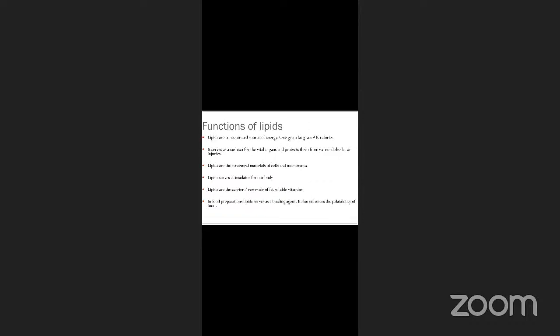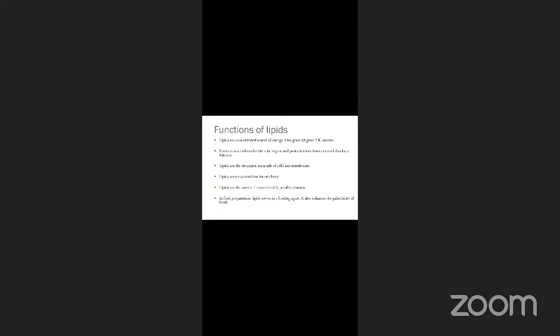It serves as a cushion for the vital organs and protects them from external shocks and injuries. So this fat or lipid acts as a cushion. Whenever we fall or have some external injury, or sometimes in the brain, certain shocks we observe due to some unexpected consequences, during that time, to protect from damage, these lipids act as a cushion.